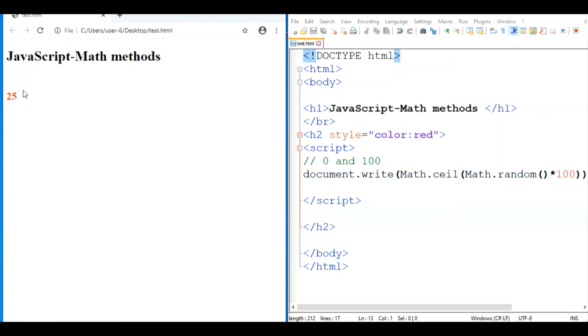You might have observed that just now we got 100. Why? Because it was 99 point something, and at the same time we are using the method ceil. So the ceiling of 99 point something is 100.